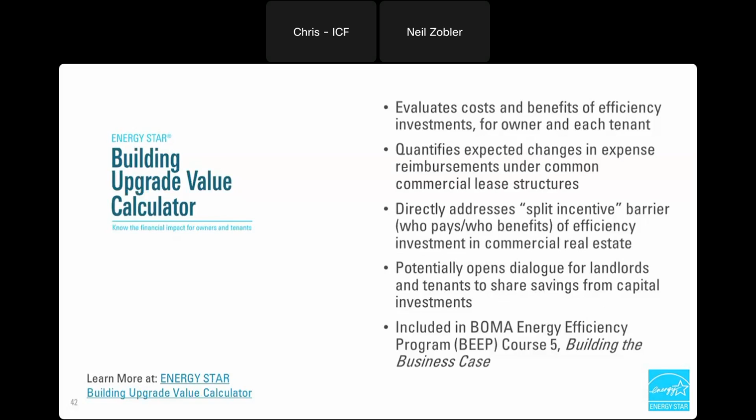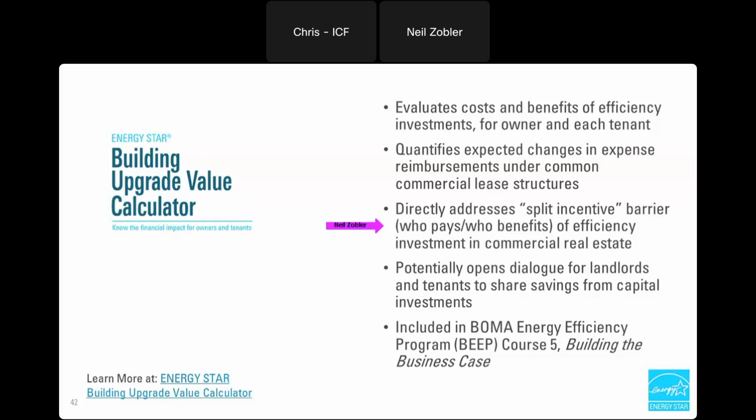The second tool is the Building Upgrade Value Calculator. This quantifies the cost and benefits of the investments for both the owner and the tenant. Because one of the big barriers here is what we refer to as split incentives. The people who buy the energy efficiency investment are not the people who benefit from the improvement.